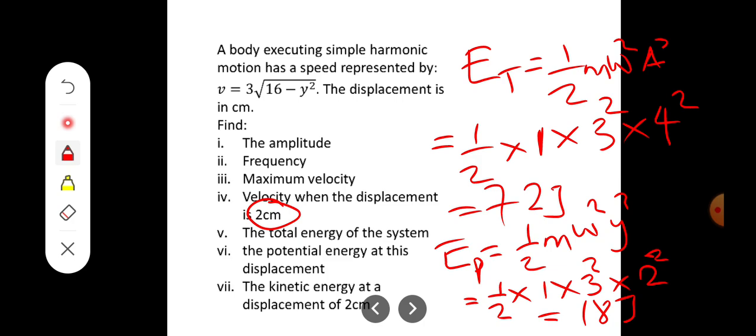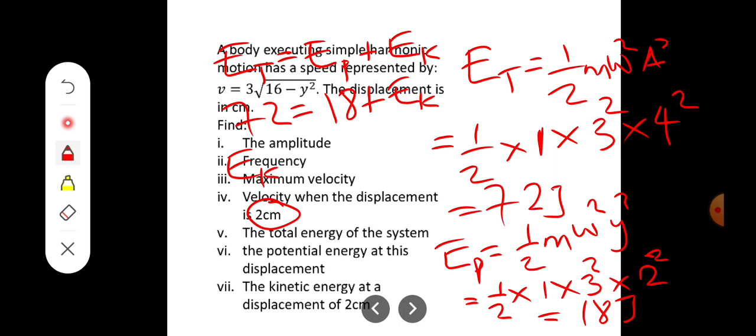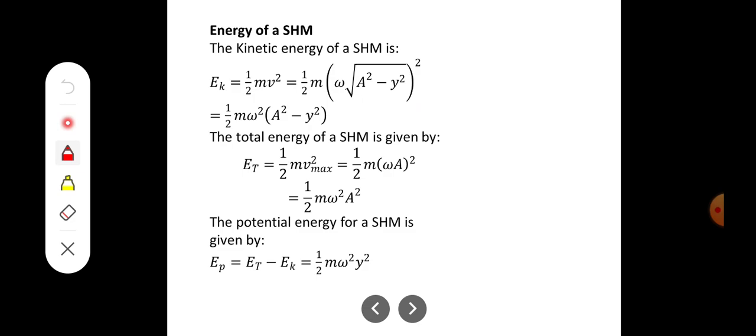Then the final question says we should find the kinetic energy at a displacement of 2 centimeters. What is kinetic energy? Please note this: the total energy of a system is equal to the potential energy EP plus the kinetic energy EK. So the total energy is 72, the potential energy is 18, plus kinetic energy, which is EK. My EK now will be 72 minus 18, which is going to give us 54 joules. So 54 joules is the answer to that question.